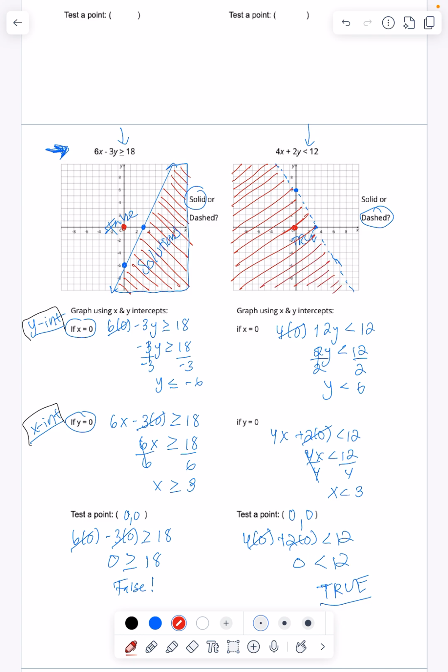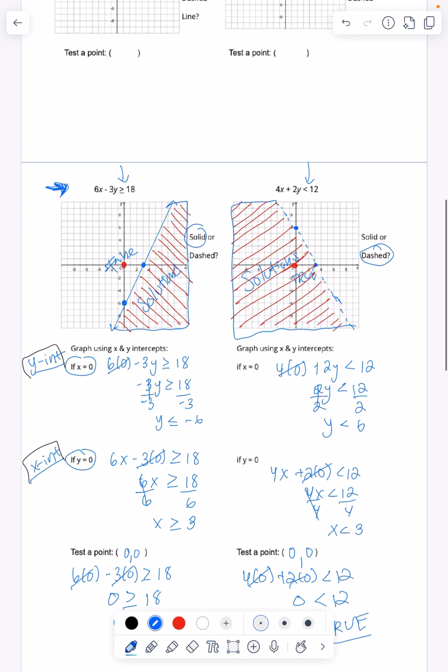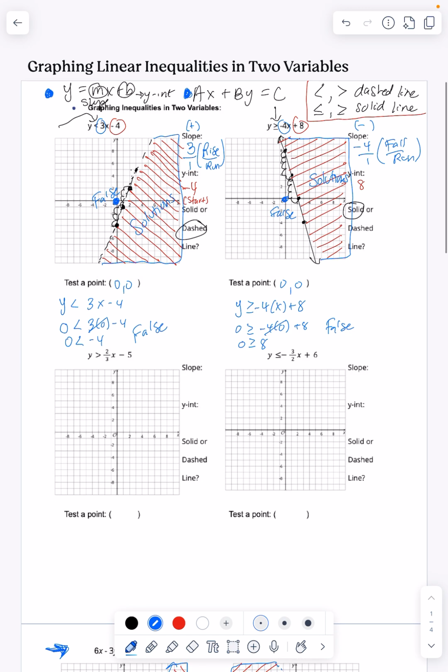And that means that everything inside here are possible solutions. So all this region here, except the boundary line, right? It was dashed. So that means those values are not solutions and they're not included in the solution set. And that is how we are able to graph linear inequalities in two variables, whether they are in slope-intercept or in standard form. Hope that helps.